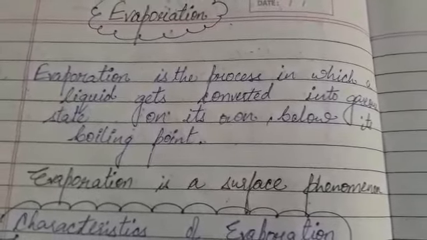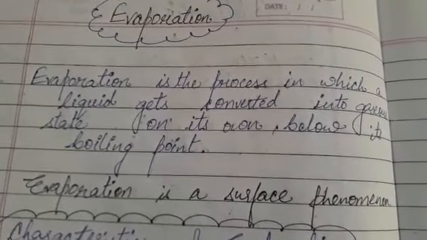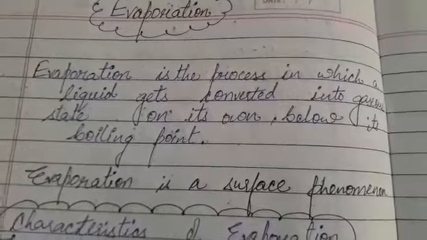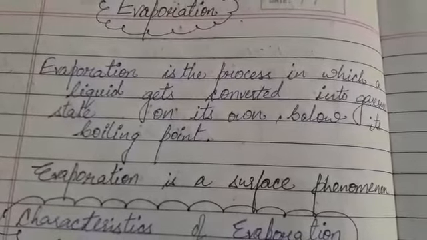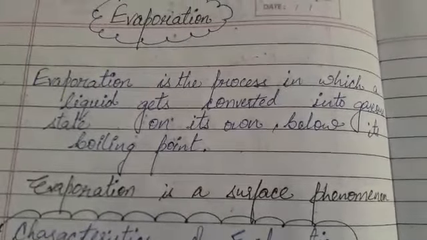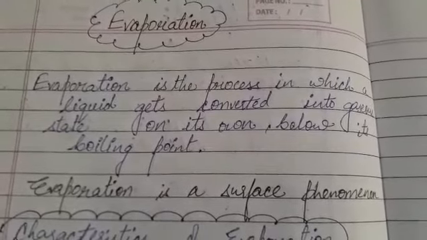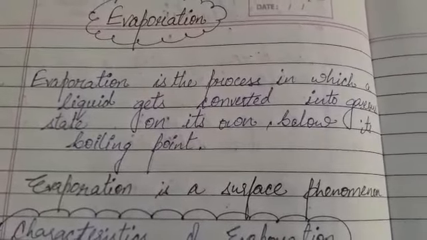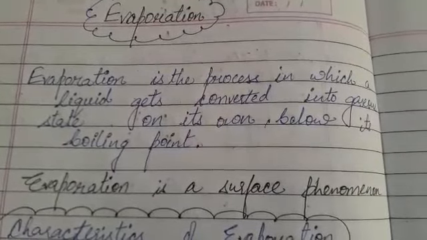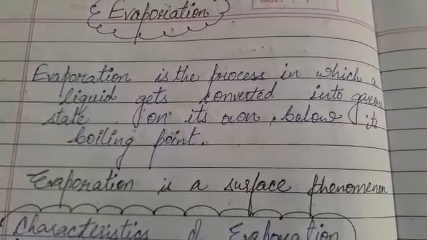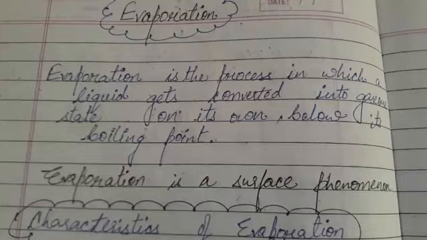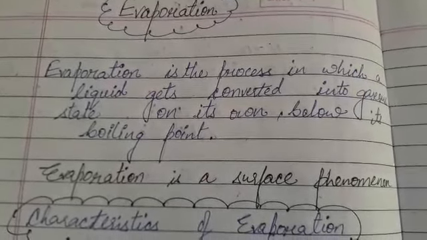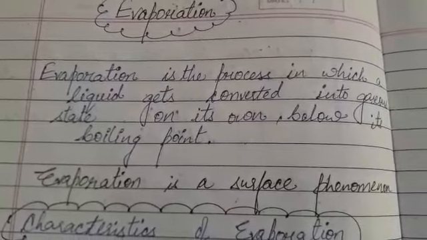Evaporation is a process which takes place in the presence of heat, wind. Evaporation cannot take place without heating. Thus, we can say that evaporation is the process in which liquid gets converted into gaseous state. The conversion of liquid into gaseous state depends upon the volatility of the liquid. The more volatile the substance is, the more easily the substance changes its state.